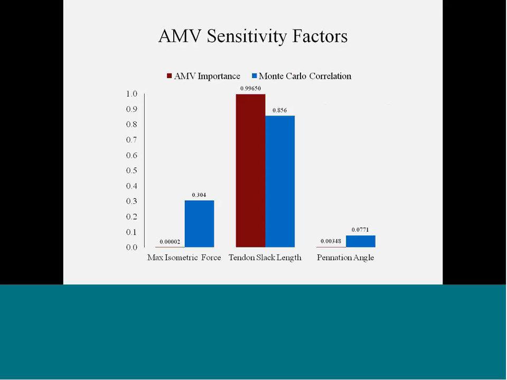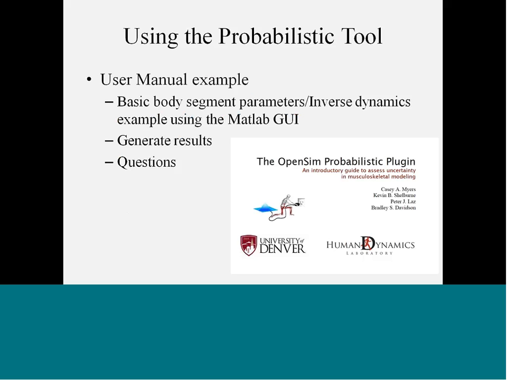So now I'm going to get into actually using the probabilistic tool that we've built here. I'm just going to walk through a basic example of body segment parameters in inverse dynamics using the Matlab GUI, generate some results, and then I think we can move to some questions. This is the cover of that user's manual. If you have that out or you want to follow along, I'm going to work through that user's manual.